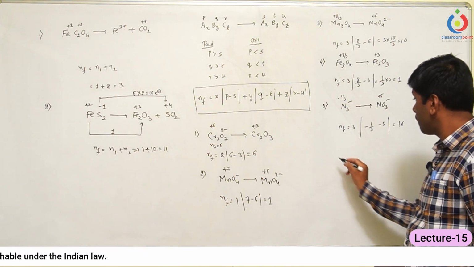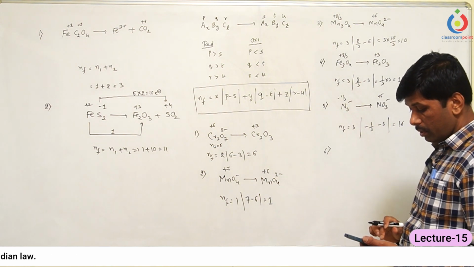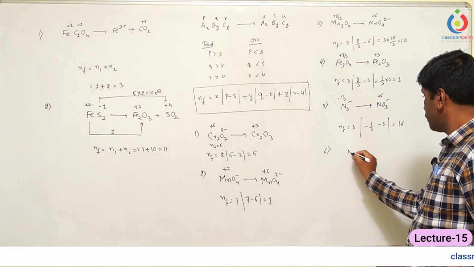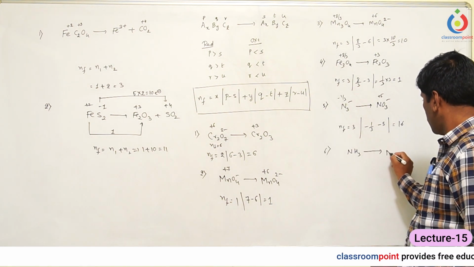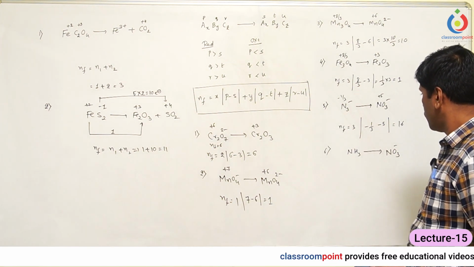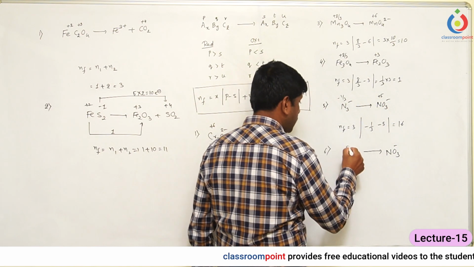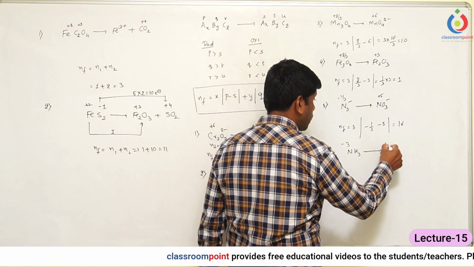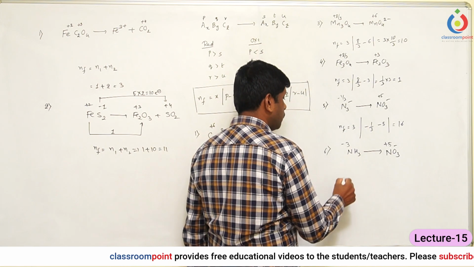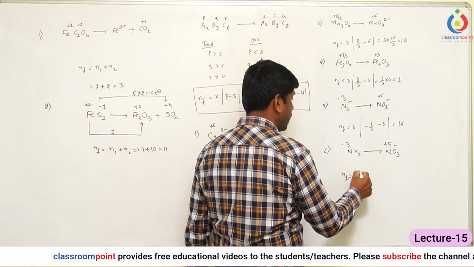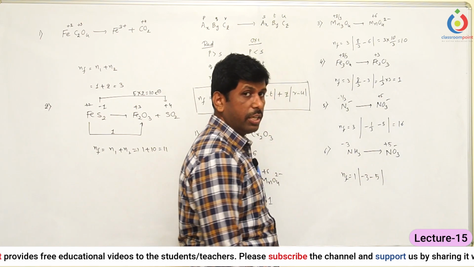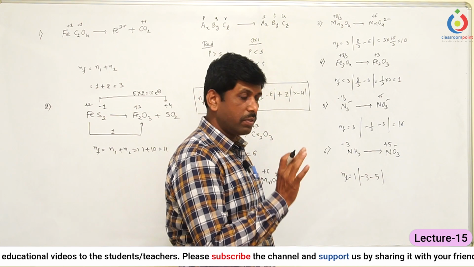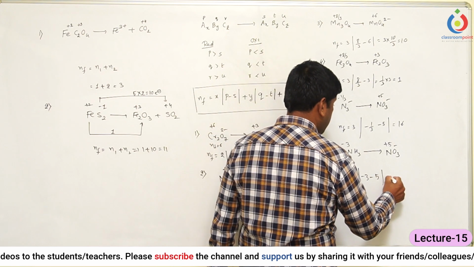Next, NH3 changes to NO3 minus. So here the oxidation state of nitrogen is -3. Here the oxidation state is +5. So n factor equals 1 nitrogen, -3 minus 5. This equals 8. You should not take -8; it is only the difference value. So that equals 8.